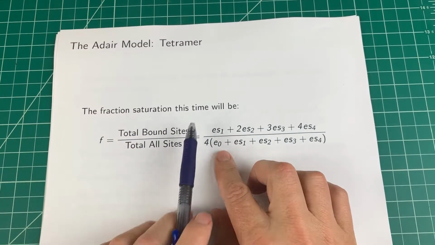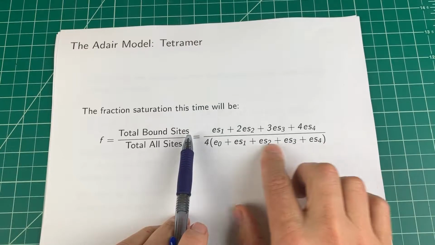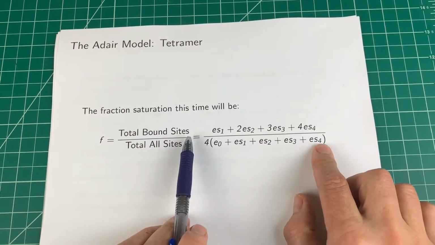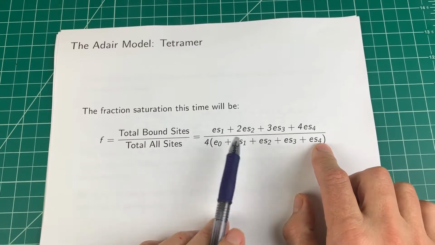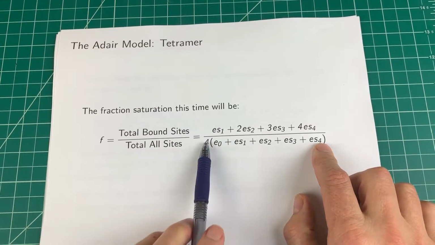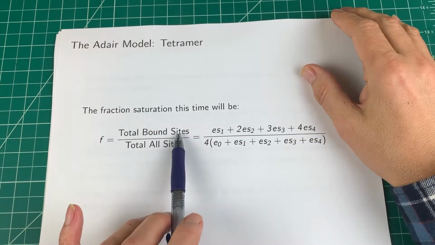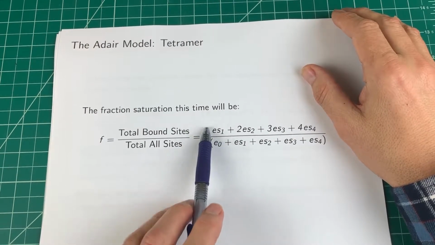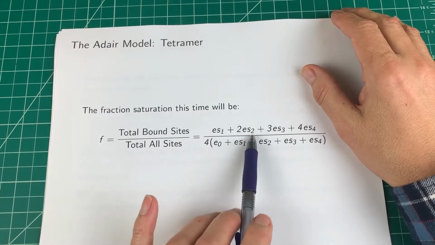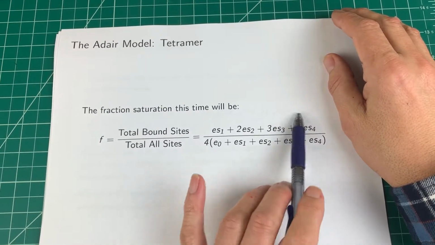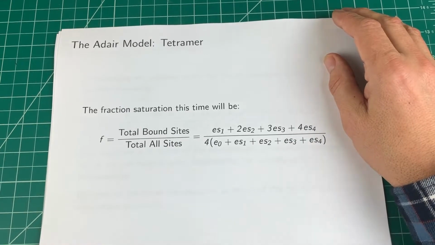Well, the concentration of all the sites is the sum of all five states from empty up to full, but each state has 4 binding sites to it, so I have to multiply by 4. The numerator is the total bound sites. There's 1 binding site in ES1, there's 2 binding sites in ES2, there's 3 bound sites in ES3, and all 4 sites are bound in ES4, all right?